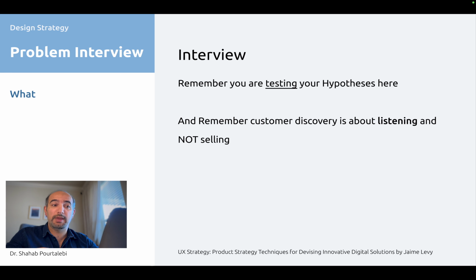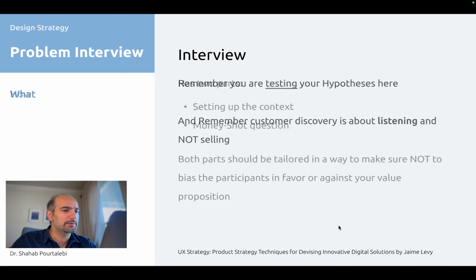We need to make sure that we are testing our hypothesis. We are not selling our idea to people. So all the questions should be designed in an unbiased, neutral way. It's more about listening, not about pitching or selling your ideas. You need to ask a question and let your participant talk about what they want. You might interrupt them if they are talking about something totally irrelevant, but you need to make sure that you are a good listener, basically.